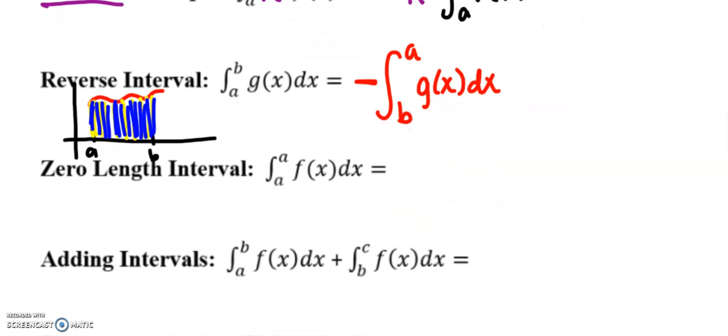Zero length interval, from a to a. Well, if I'm supposed to sum from, let's say, 2 to 2, on a graph, I'm collecting the area from 2 until itself. Is there any area to be collected? No. There's no area there, right? We're looking for a finite area. If you don't have an interval, if we're talking about just from one value to itself, we don't have any area.